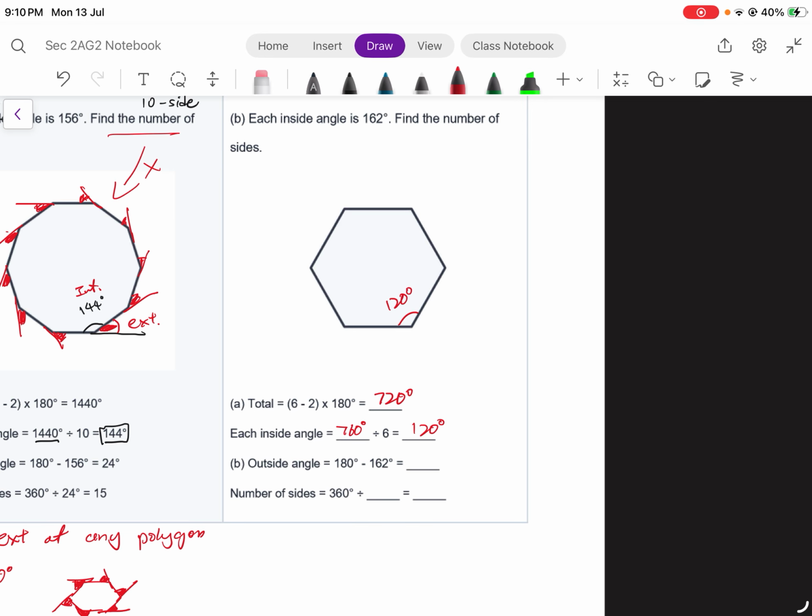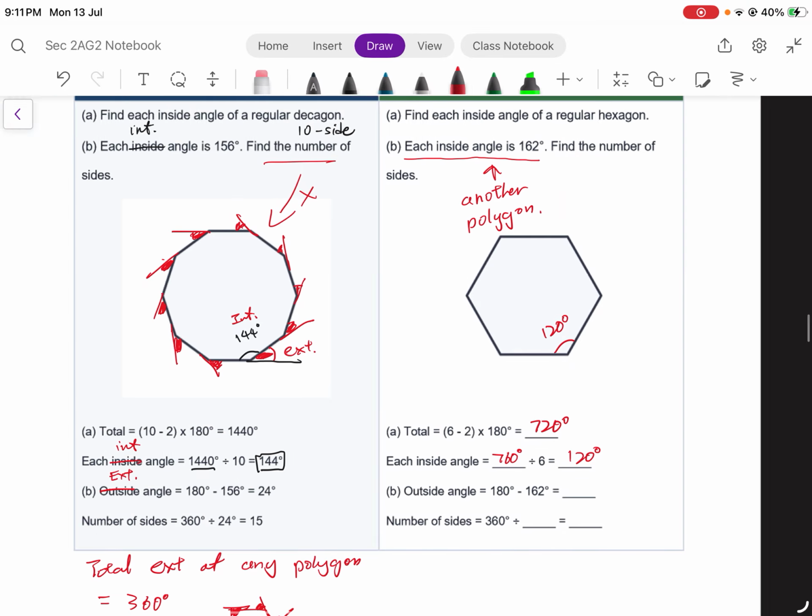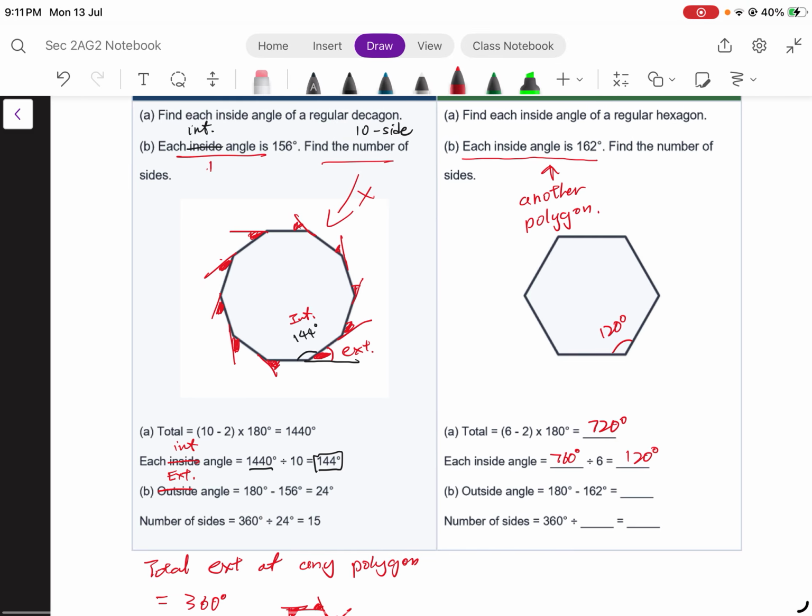Now, how about finding the outside angle? Okay, now the next question. This is for another polygon, where each inside angle is 160. Okay, this is another polygon.